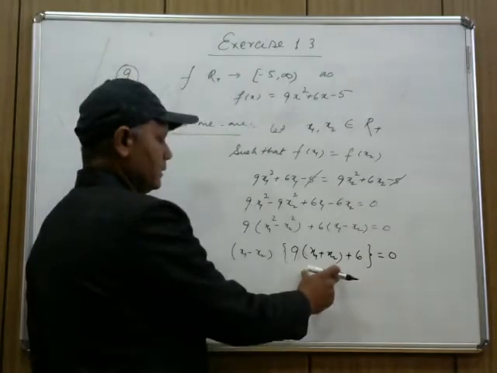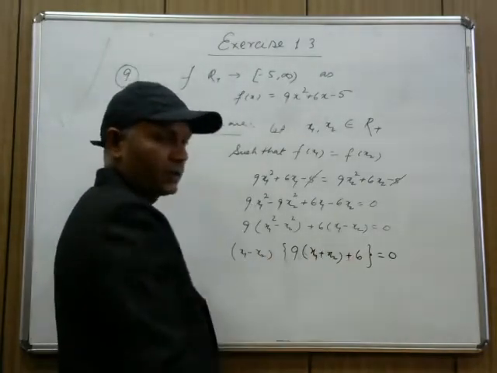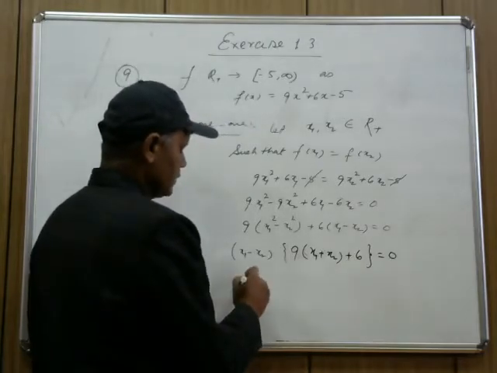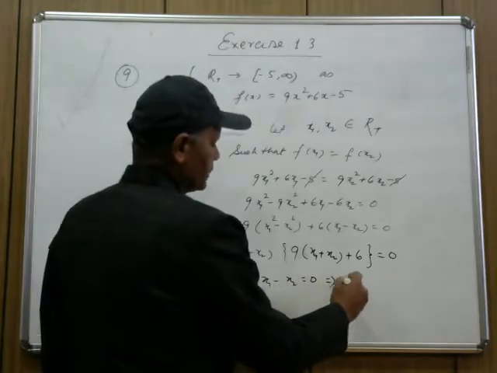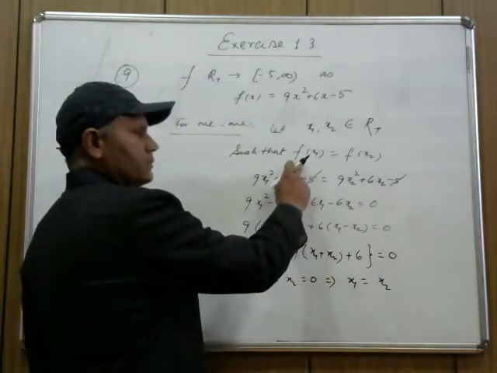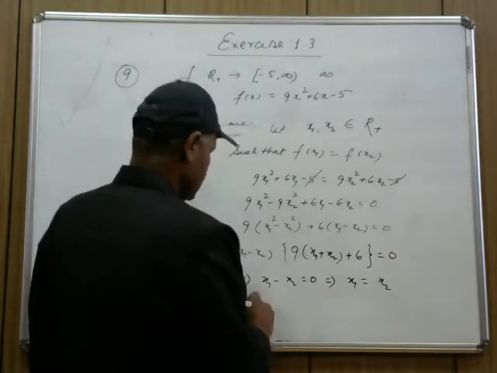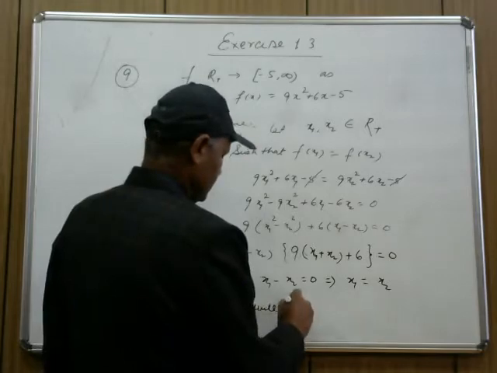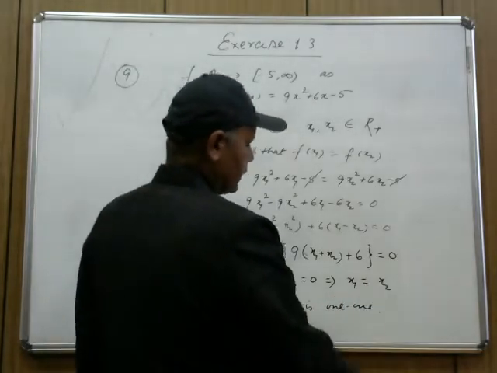Now the product of these two parts is equal to 0. The second part cannot be equal to 0, that's why the first part is equal to 0. That means x1 minus x2 equals 0, and it implies that x1 is equal to x2. What we had taken was f of x1 equal to f of x2, and now I am getting x1 equal to x2, and hence it is one-one. Right?